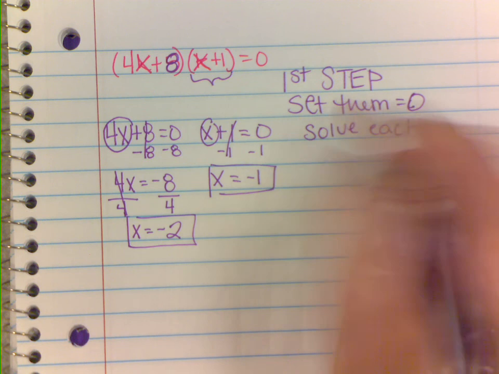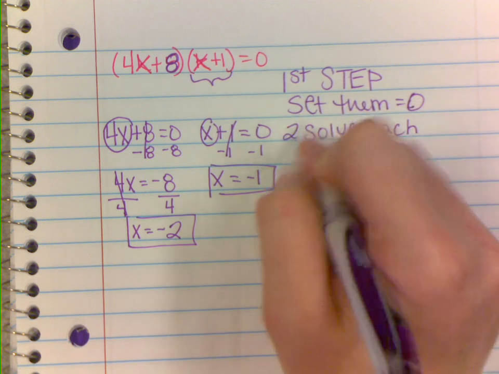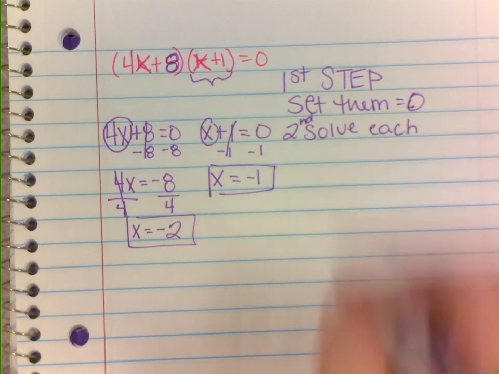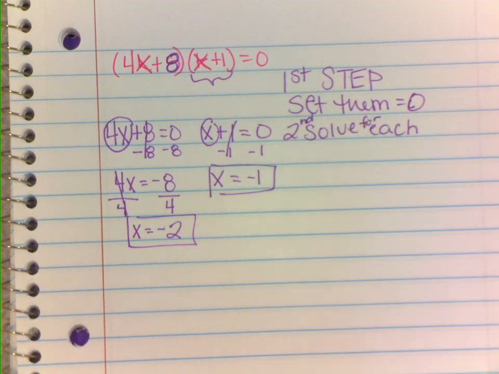Okay, first step, set them equal to 0. Second is solve for each.